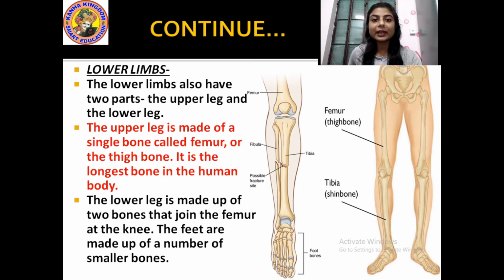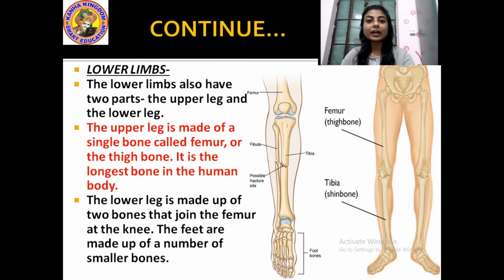From the hip to the knee, only a single bone constitutes the thigh. Then the lower leg is made up of two bones, as we had in the lower arm. Yes or no? What did I say? The lower arm was ulna and, what was the name? Ulna and radius. In the same way, the lower leg also has two bones attached to each other.